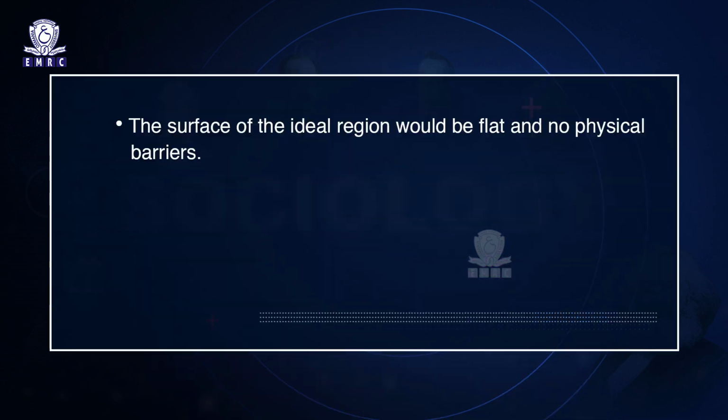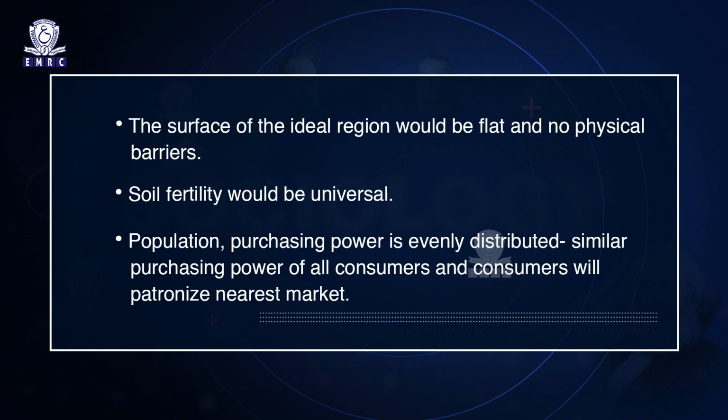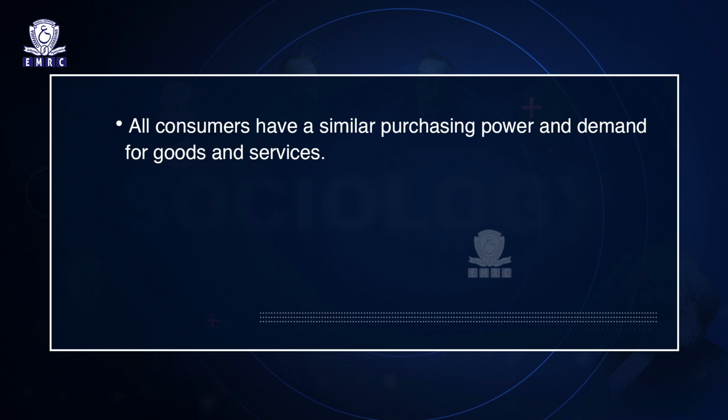Now, we will discuss the central place theory, and understand its basic assumptions. To develop a theory, Christaller made the following assumptions. The major assumptions are: the surface of the ideal region would be flat with no physical barriers. Soil fertility would be universal. Population purchasing power is evenly distributed, with similar purchasing power for all consumers, and consumers will patronize the nearest market. All consumers have a similar purchasing power and demand for goods and services.